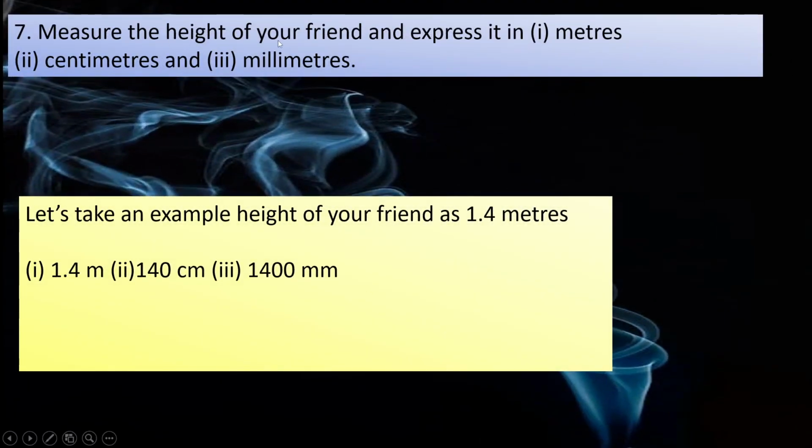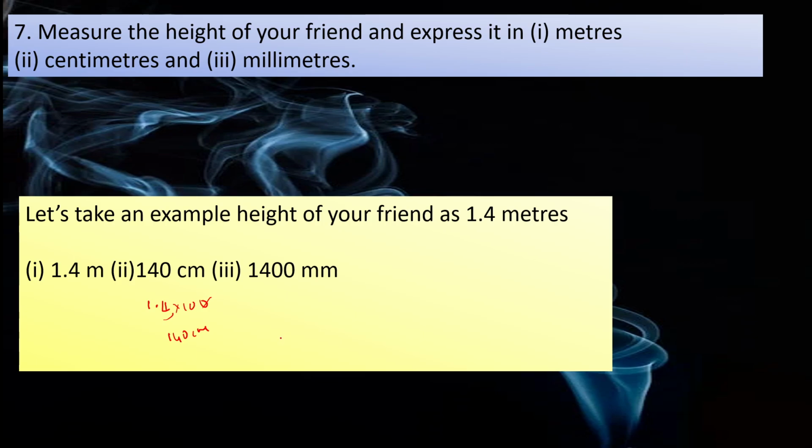Seventh one, measure the height of your friend and express it in meters, centimeters, and millimeters. Let's take an example. Height of your friend as 1.4 meters. 1.4 meter, that in centimeter, that is 1 meter is equal to 100 centimeter. 1.4 into 100. This decimal point moves here with cancellation of this 0. Therefore, 14 into 10 is 140 centimeter is your answer.